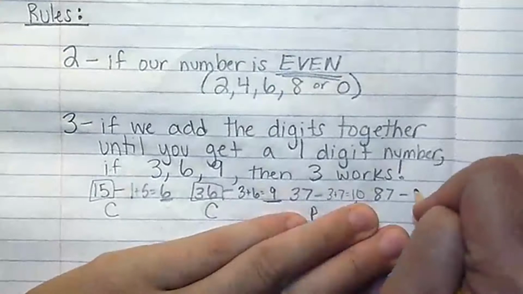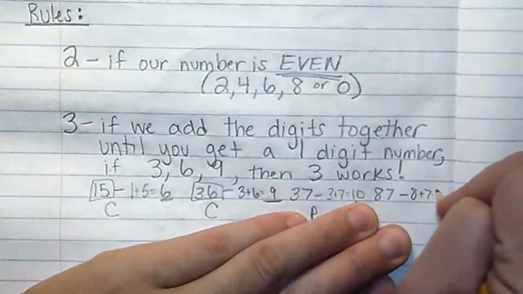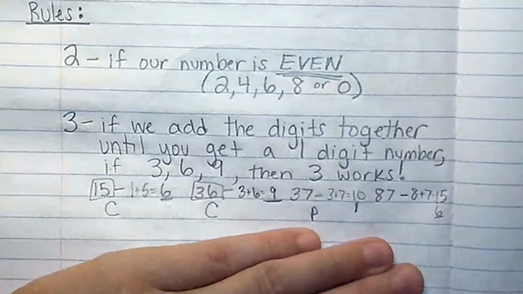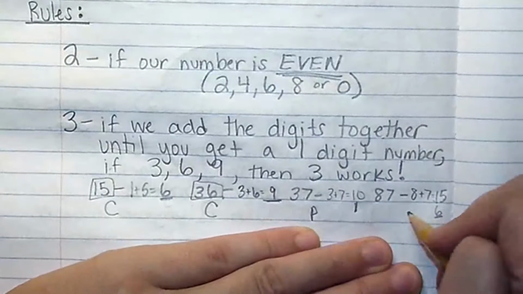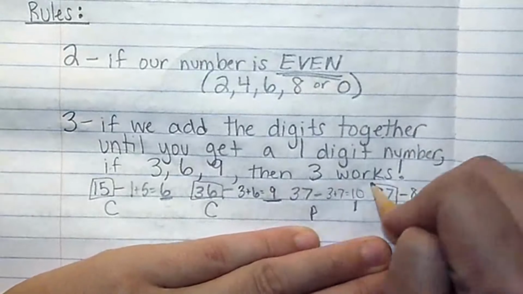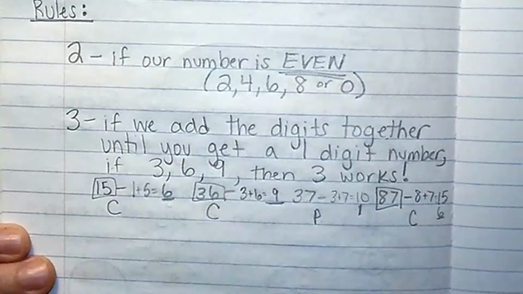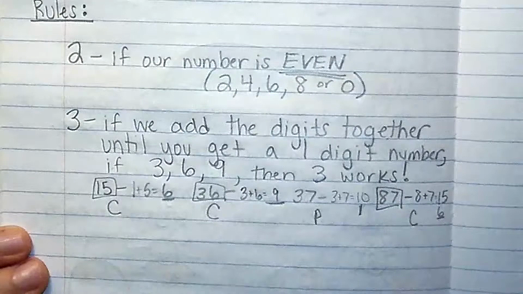What's 8 plus 7? 15. What's 1 plus 5? 6. Does that equal 3, 6, or 9? Yes, so we just proved that 87 is composite. That's how our 3 rule works. We'll come back to this.